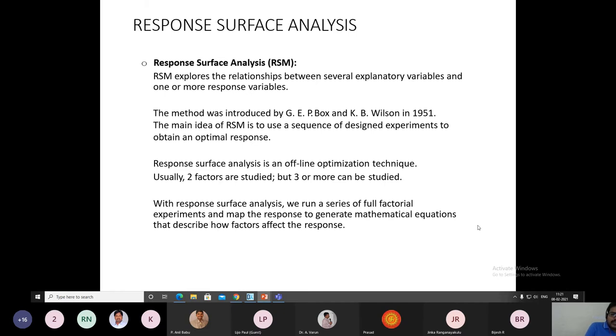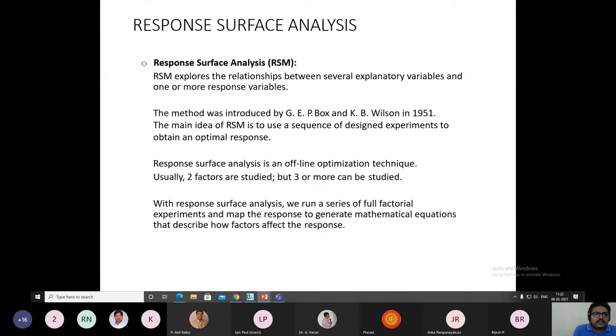With response surface analysis, we run a series of full factorial experiments and map the responses to generate mathematical equations that describe how factors will affect the response. I will show you some case studies, and we'll look into a few after completion of this overview. In those case studies, you can see how the equations are generated, how the analysis is made, and how the factors will have an interaction effect, a combined effect, etc.